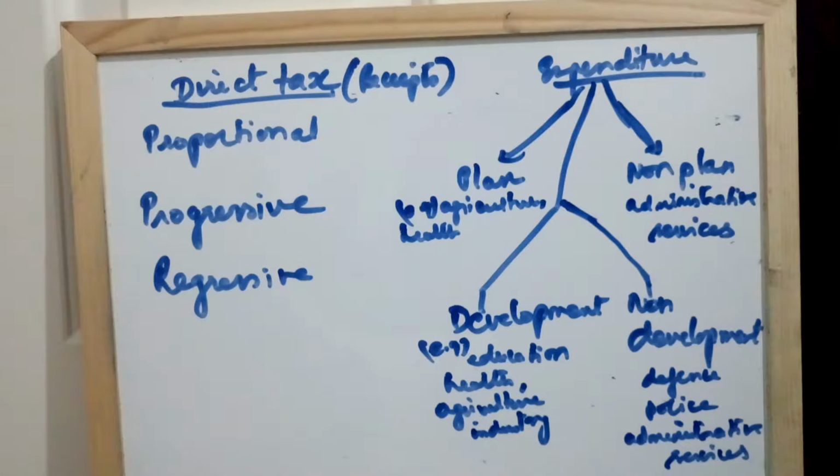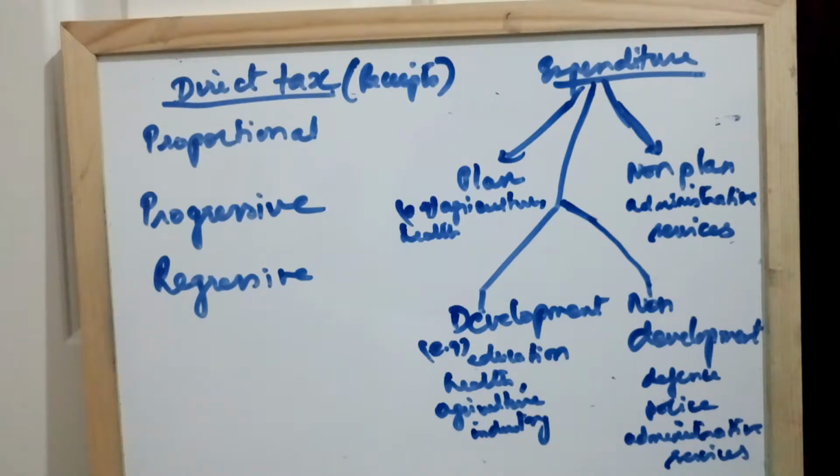Hello, in this video we see different types of taxes which come under revenue receipts. The first one, proportional tax. In this system, the tax rate remains constant with the increase or decrease in the income of the taxpayer.